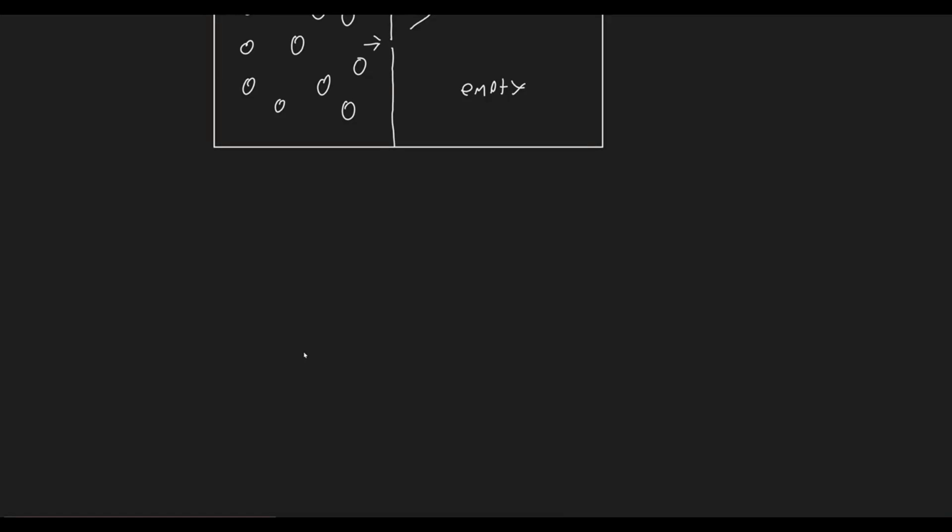So the equation for this is rate 2 divided by rate 1 equals the square root of the mass 1 divided by the mass 2. That's the equation.